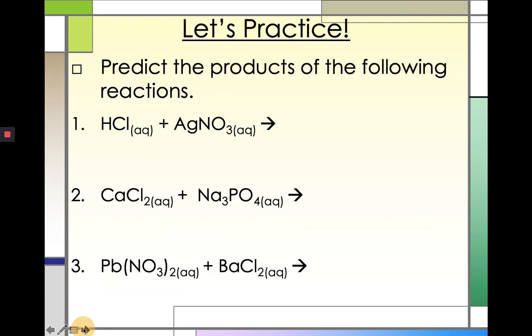Now, let's practice predicting the products of the following. So HCl and AgNO3. Again, there is just an exchange of partners, but what is important here is that we know the charges of the compounds. Silver has a charge of +1, the nitrate ion has a charge of -1. Hydrogen has a charge of +1, and chlorine has a charge of -1. And so if we exchange partners now, we end up with HNO3. So the metal pairs up with the non-metal, and then we have AgCl.